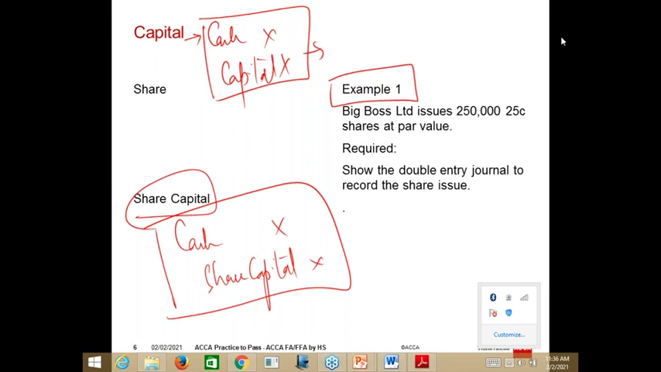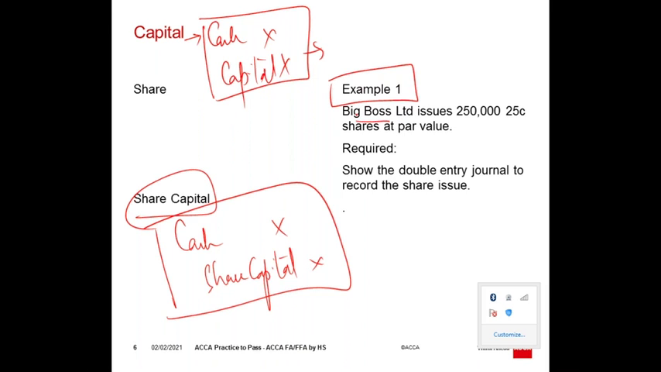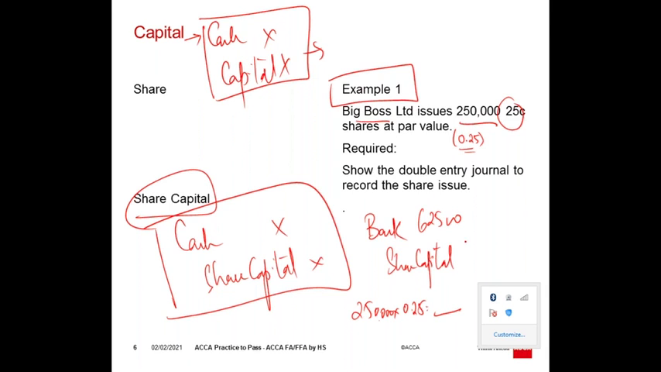So let's start this question. Big Boss Limited issues 2,50,000 25-cent shares at par. A 25-cent share at par means the par value of each share is 0.25 per share. So the accounting entry should be cash or bank debit and share capital credit, because we are issuing the shares at the par value. The entry will go on the credit side of share capital. So the number of shares, 2,50,000, multiplied by 0.25, the amount will become 62,500.